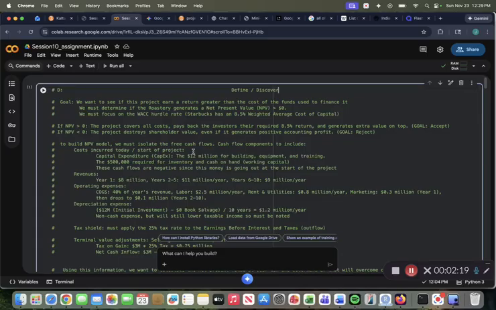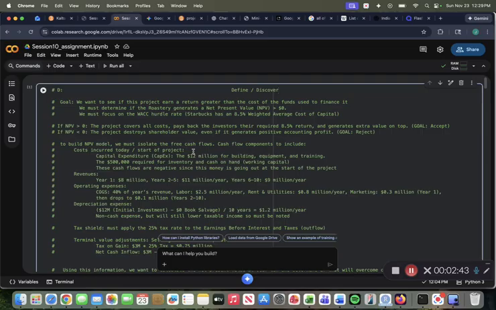If the net present value is greater than 0, this means the project covers all costs, pays back the investors their required 8.5% return, and generates extra value on top. So in that case, we would accept the recommendation. And if the net present value is negative, that means the project destroys shareholder value, even if it generates positive accounting profit. So we would reject the project in this case.